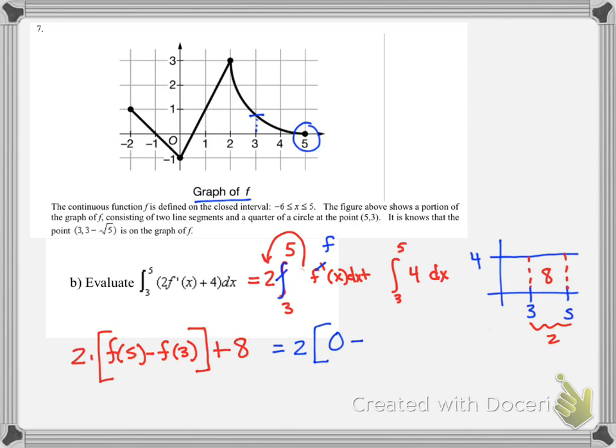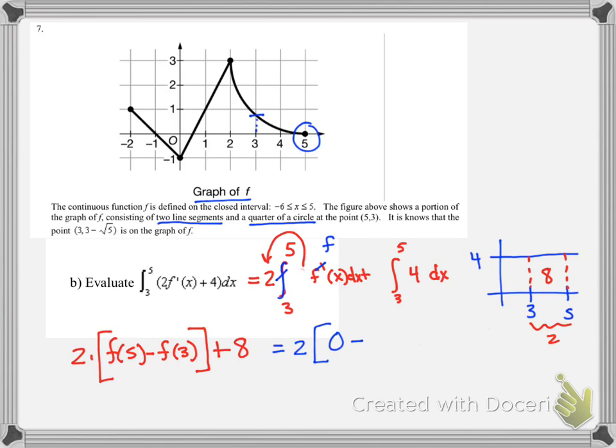What do I do? And then I go back and I say, wait a minute, have I used every part of the given information? Okay, a portion of the graph consisting of 2 line segments, I used that. A quarter circle, I used that. The point 5, 3.